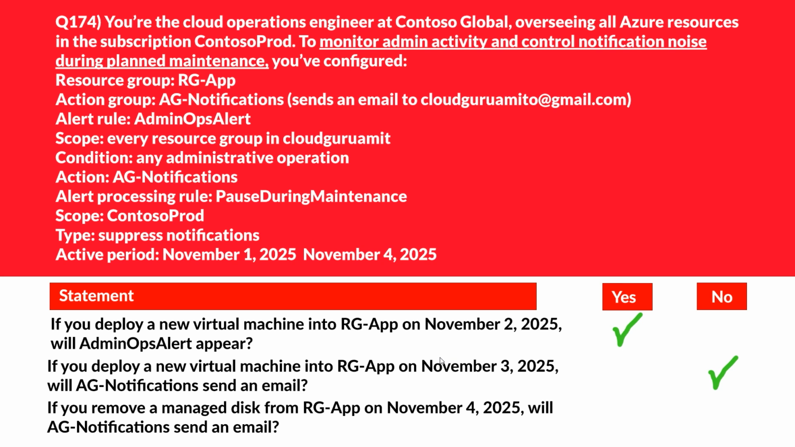Now let's move on to the last statement. It says, if you remove a managed disk from RG app on November 4, 2025, will AG notification send an email? Even though the removal of a disk is an administrative operation that matches the alert condition, the notification is suppressed. That being said, the answer is no. We'll log this as our final answers.